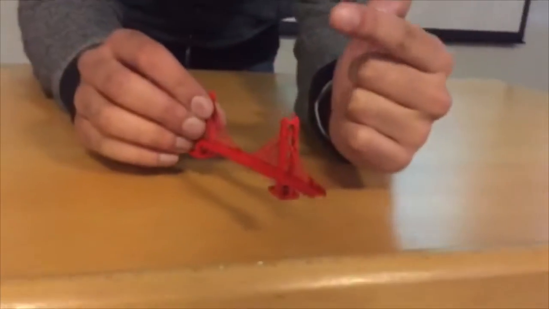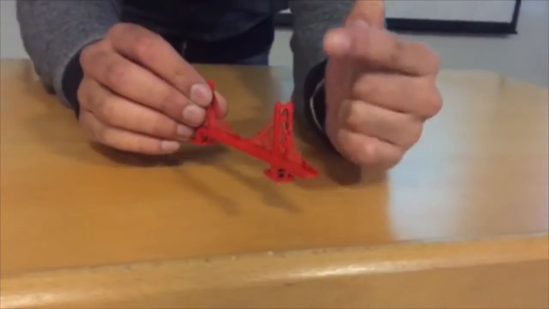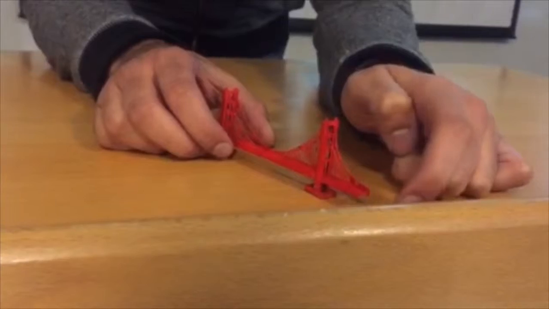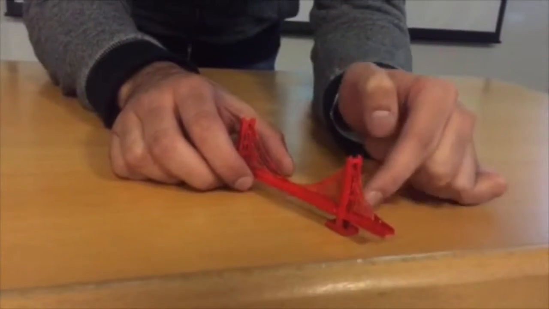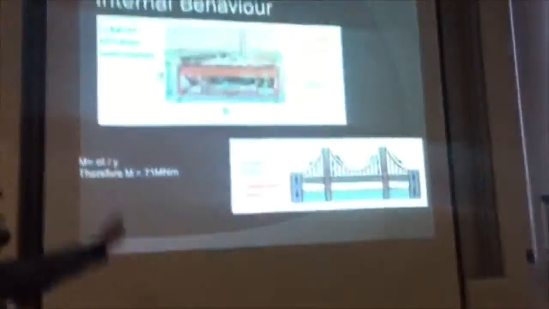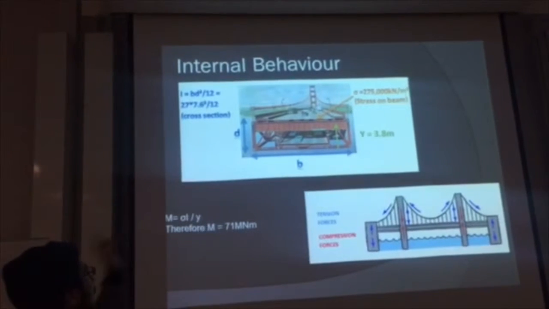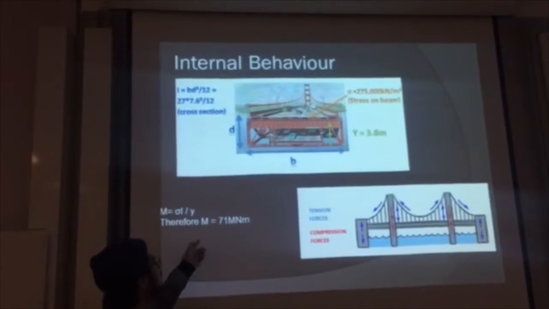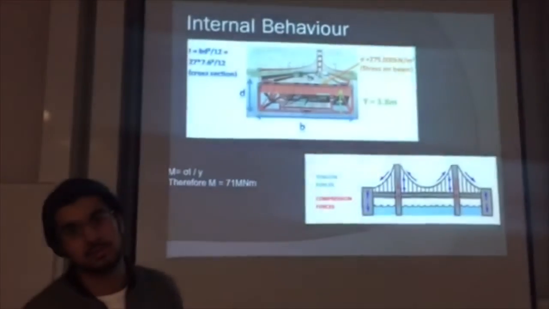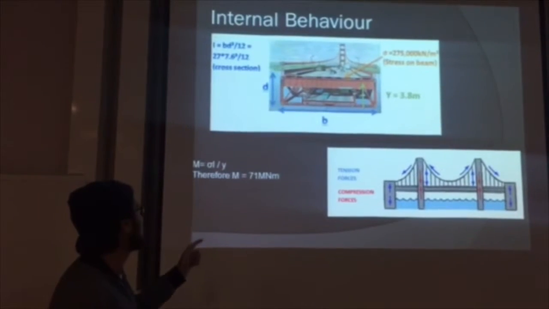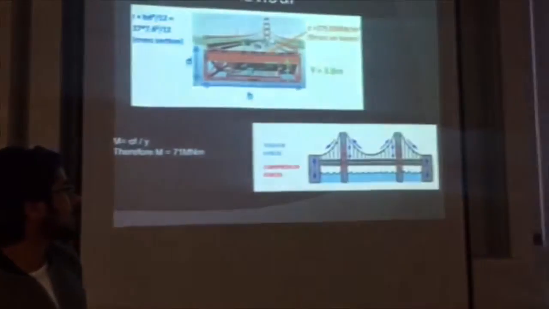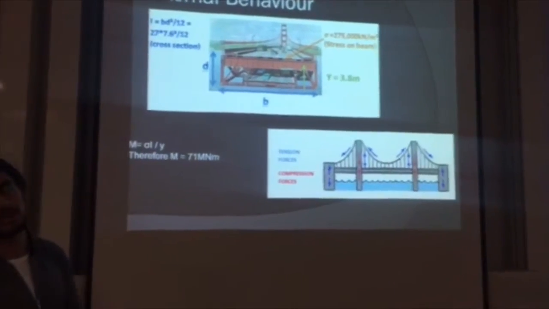Imagine if you take a cross-section through the bridge. A cut through the bridge will reveal the cross-section, where B is along the bottom and D is along the side of the column, if you imagine, of the cross-section. And that is how we calculate I, which is BD cubed over 12. We need I to calculate the maximum bending moment, which is the maximum stress, 275,000 kilonewtons per meter squared, multiplied by I divided by Y. And the answer is, as you can see, 71 meganewtons per meter. So that is the bending moment on the bridge we calculated.